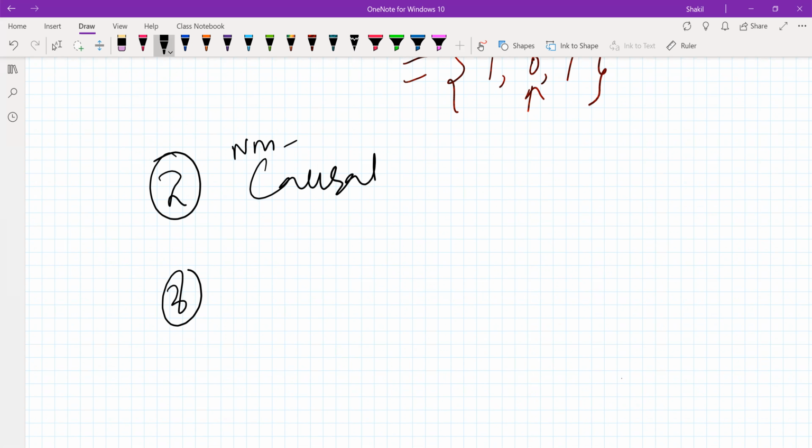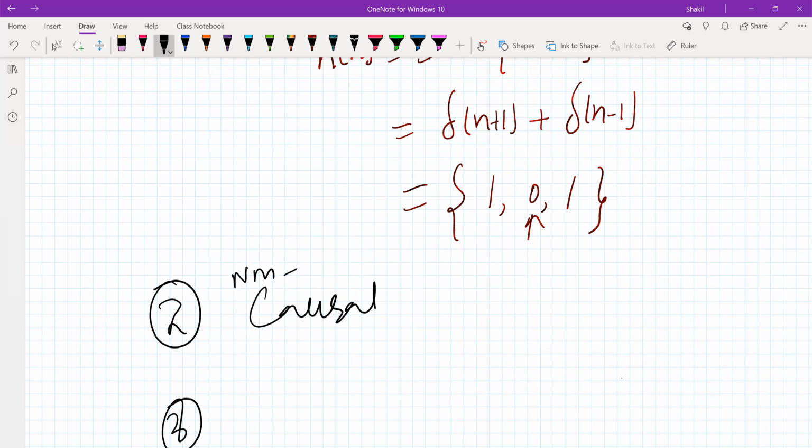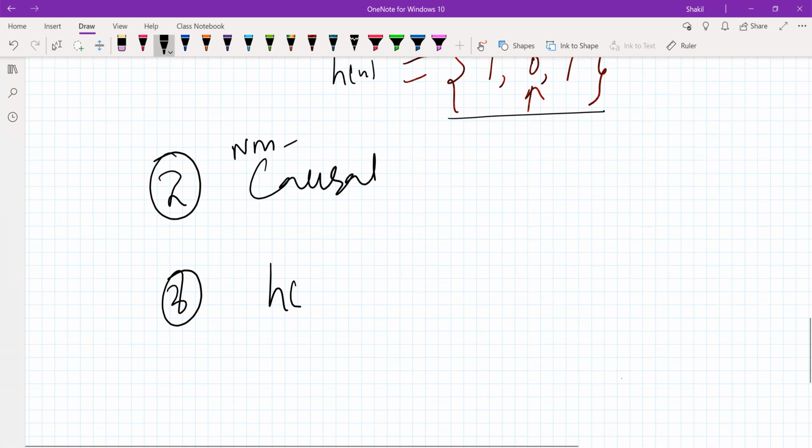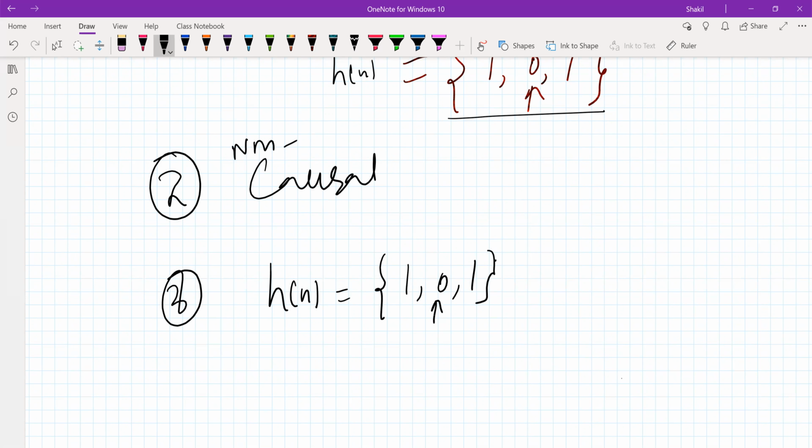Now the third part of the problem is whether this is FIR or IIR. Have a look at the impulse response of this system. Is it of finite duration or infinite duration? So h of n is 1, 0, 1. So this is finite duration. So this is an FIR system.